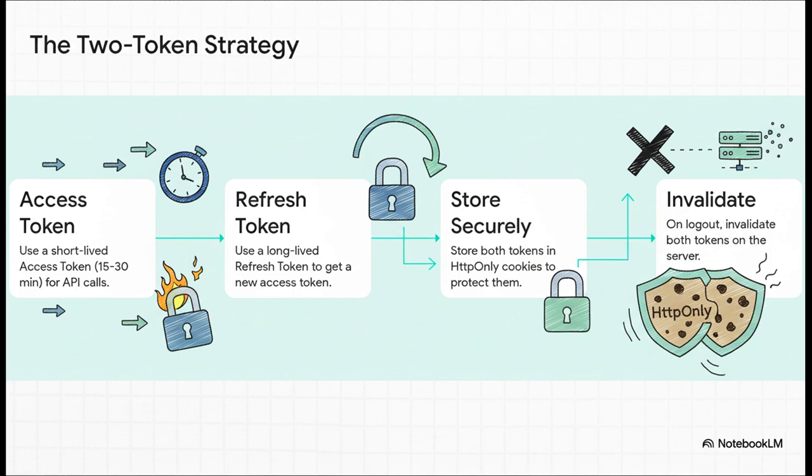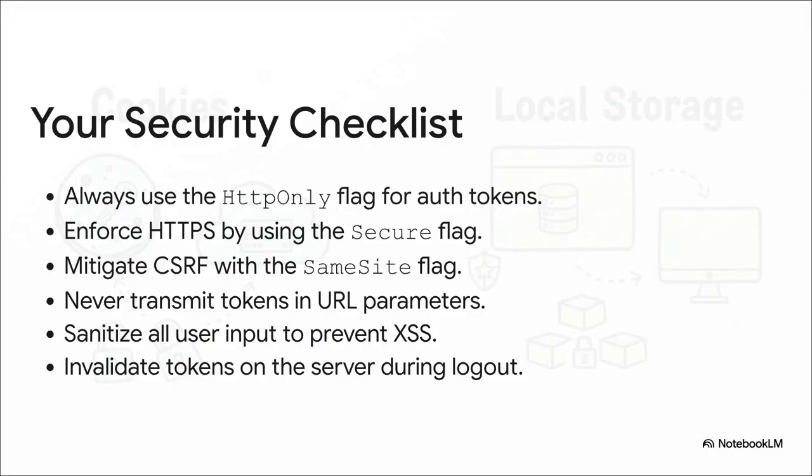Instead of just one key, you use two. You have a short-lived access token that's only good for maybe 15 minutes. And then you have a long-lived refresh token, whose only purpose is to get you a new access token when the old one dies. And you guessed it, you store both of these in secure HTTP-only cookies. This is brilliant, because even if an attacker somehow steals an access token, it becomes useless in just a few minutes. So this all brings us to a super practical security checklist.